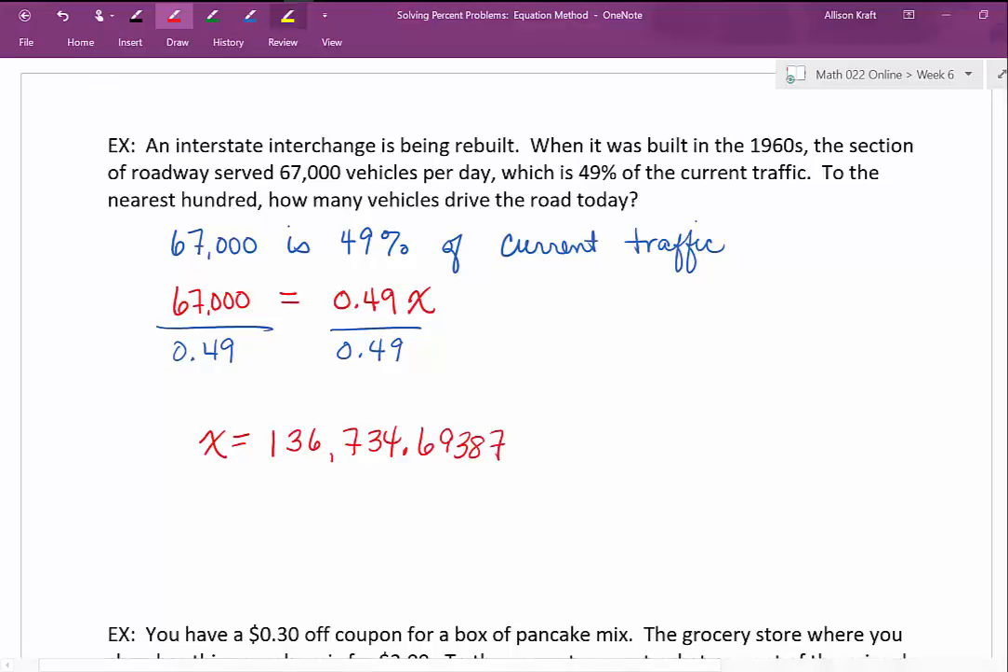136,734.69387. Notice that the directions asked us to round to the nearest 100. So I'm going to round this to the nearest 100, which would be the sevens. Rounding this, we end up with x equals 136,700 vehicles.